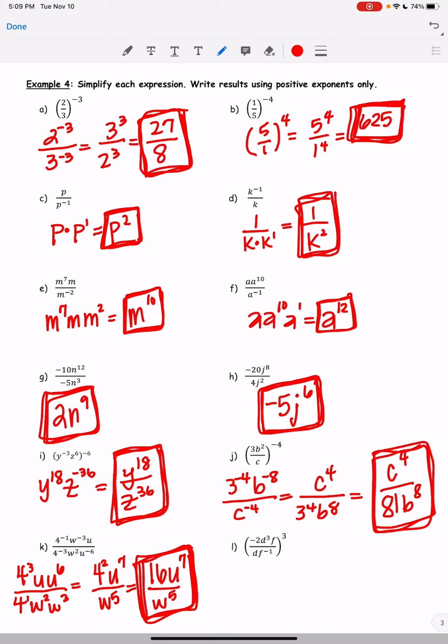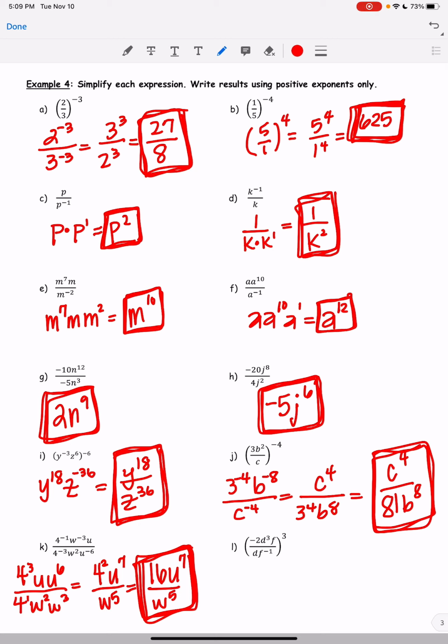Now, notice here I used the quotient rule. If you wanted to, you could evaluate that and you would get 64 over 4, and 64 divided by 4 would still give you 16. So you can evaluate and then simplify if you don't want to use the quotient rule.